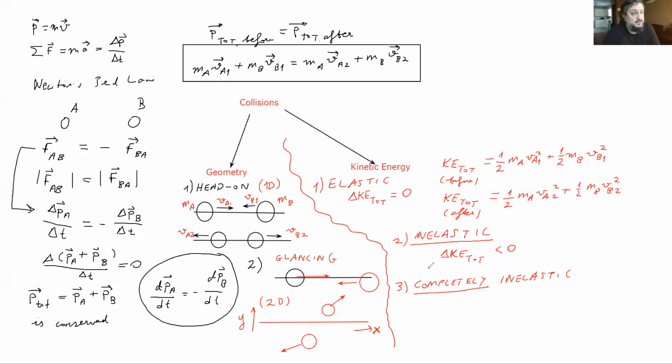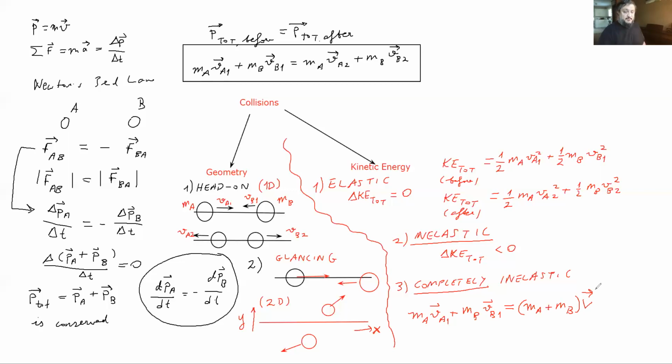So we can write the conservation law, for instance, as MA VA1 plus MB VB1. This is the total momentum before the collision. After the collision, these two masses move together. They stick together. So it's just one big mass. And they share the same velocity after. Just call it V. All right? So that's the momentum conservation for a completely inelastic collision.